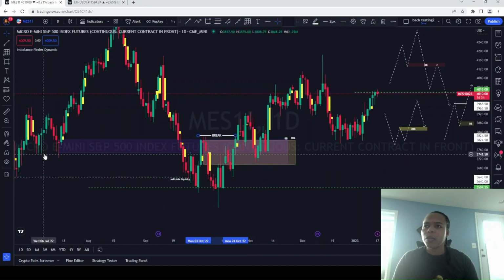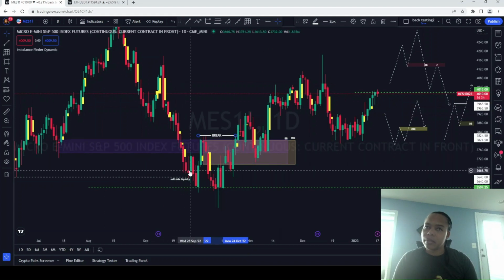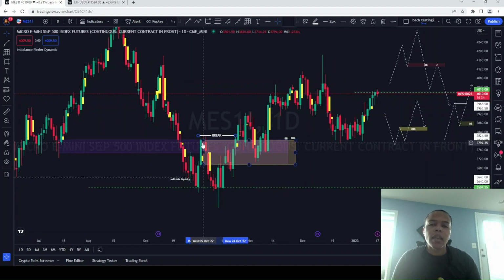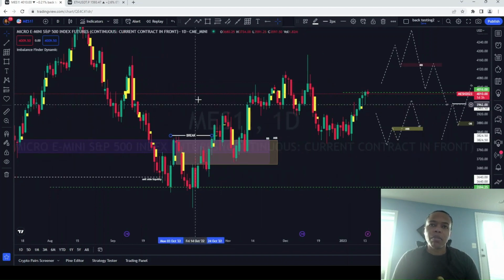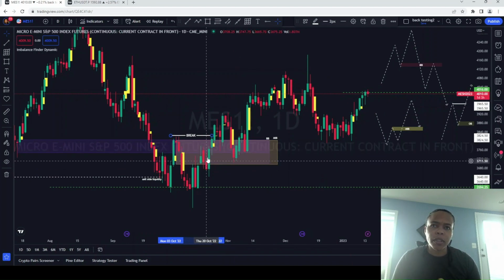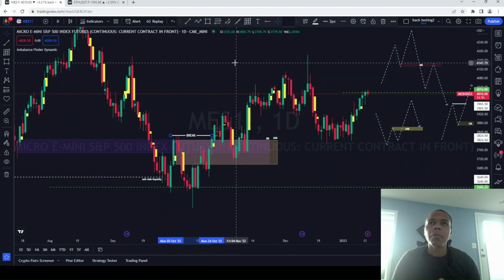So what have we found? We found a breaker block from here, totally ignored. Then we found a mitigation block right here, beautiful. And then once it broke and came back down, either of these two would have been a good place for an entry. So if you picked this one right here, look how spot on that is.